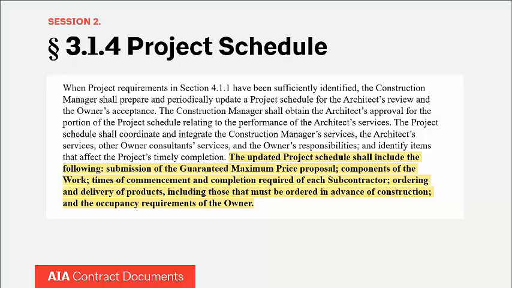Section 3.14 of the A133 also requires the CM to periodically update the project schedule as the design progresses. Eventually, it should get to a point where it includes the submission date of the GMP proposal, the subcontract commencement and completion times, ordering and delivery of products, and the owner's occupancy requirements. So as time is going on, the construction manager is going to be providing a further level of detail of the schedule to include very realistic things like delivery of products.